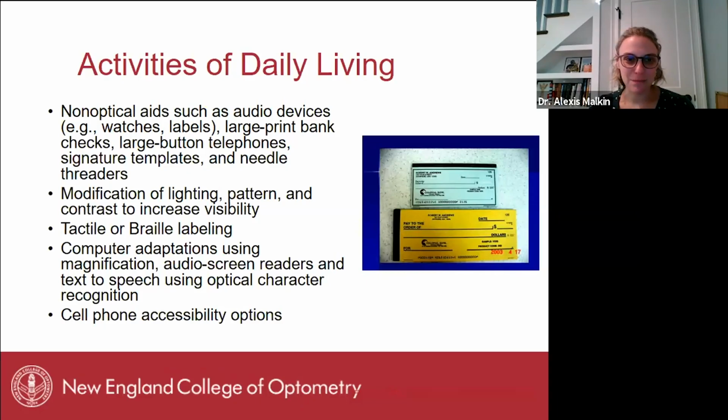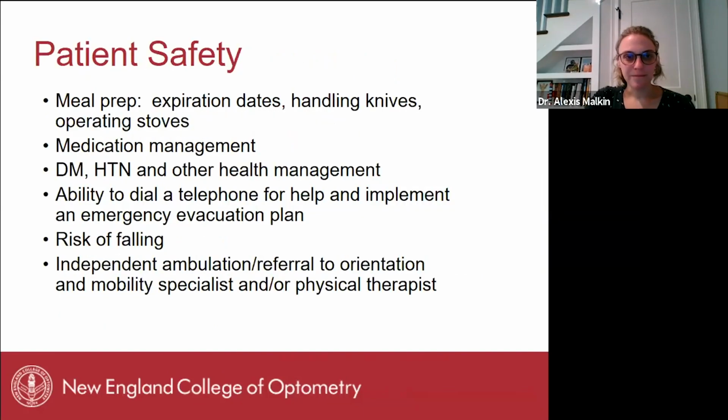Encouraging patients to explore sensory substitution, thinking about tactile and braille labeling, computer modifications, and cell phone accessibility. Some are more advanced features and some are kind of basic things that you can do for people with vision impairment.